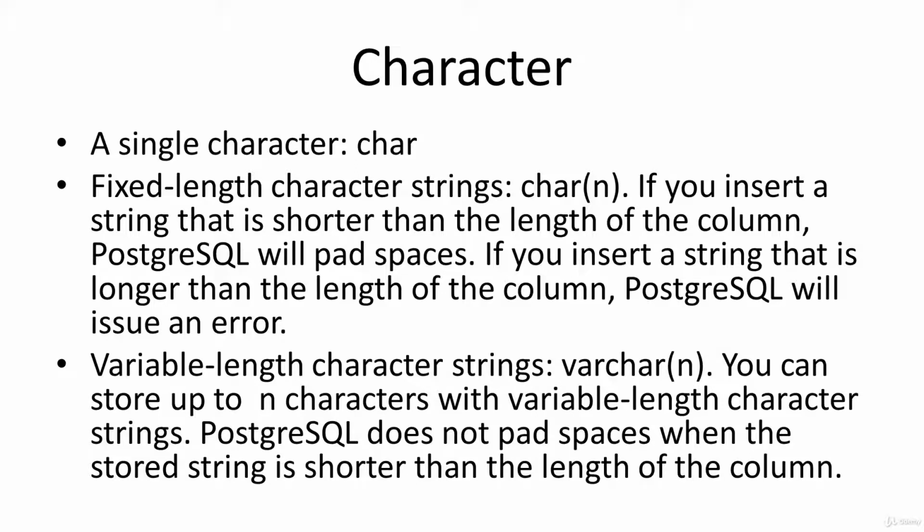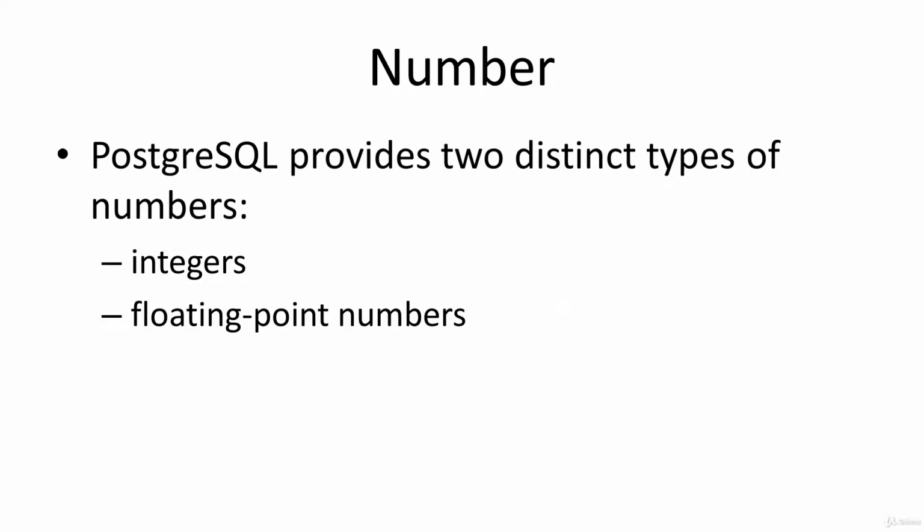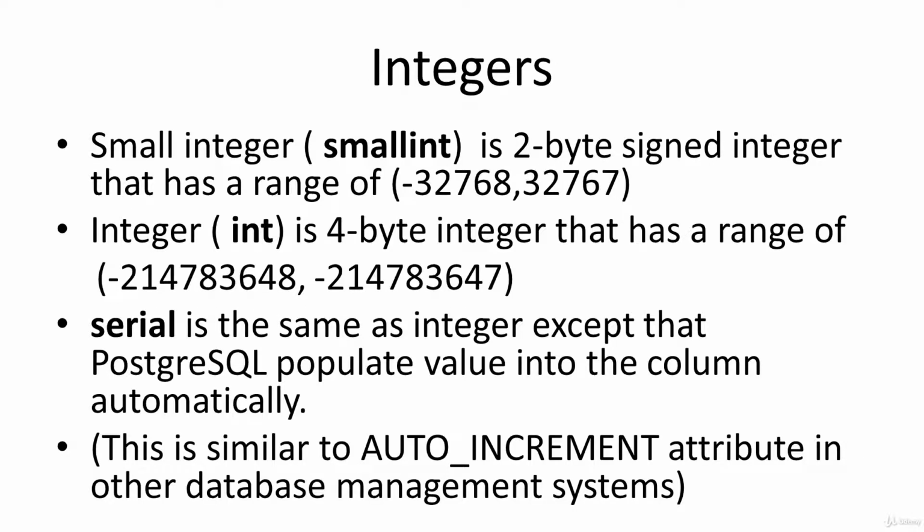and last name. Okay, so moving along from the character data type, we have the number data type. And PostgreSQL provides two distinct types of numbers, integers and floating point numbers. For integers, we have three separate types of integers. We have a small integer, and the type you declare is just smallint. And it's a 2-byte signed integer that has somewhere between the range of negative 32,768 and positive 32,767.